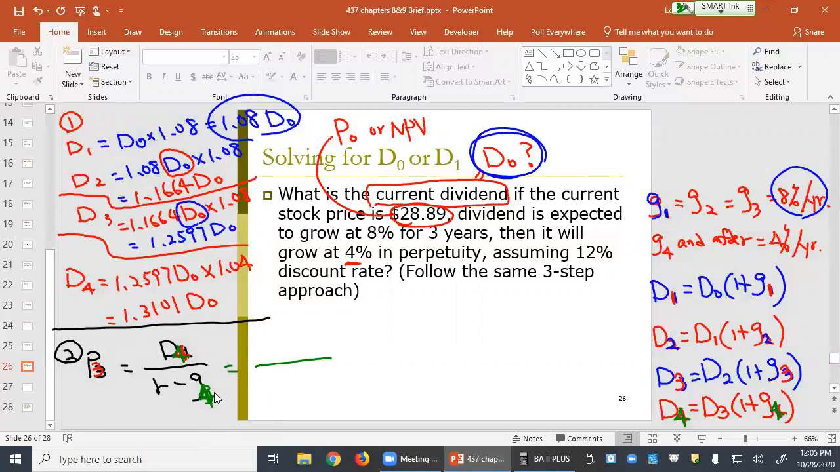So plugging in the numbers, my numerator is just the very last dividend found in step 1, which is 1.3101 D0. I'll divide it by 0.12.